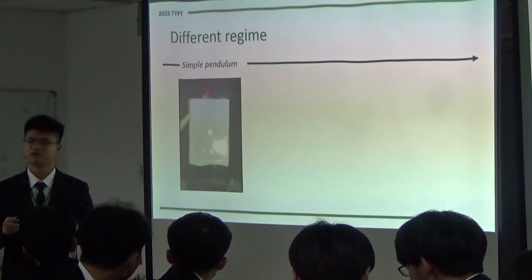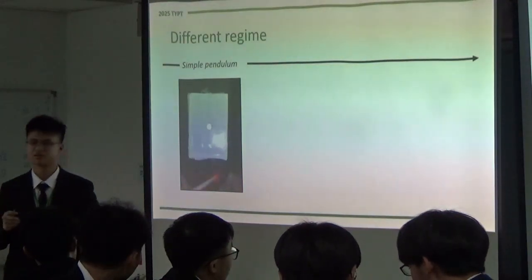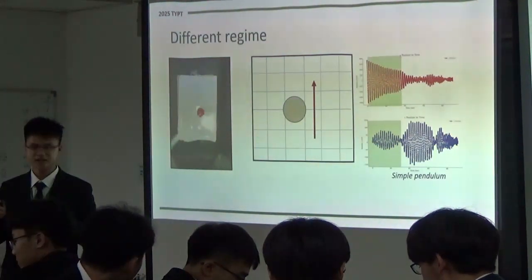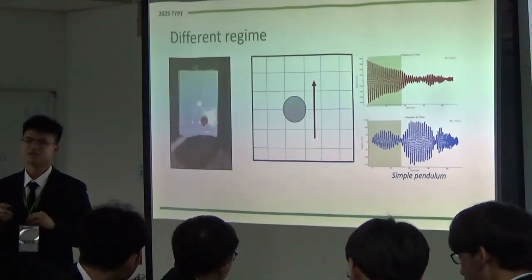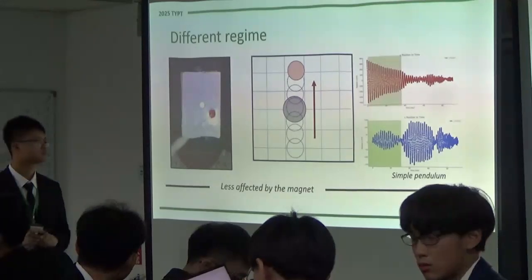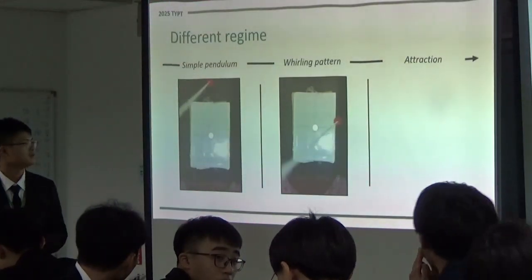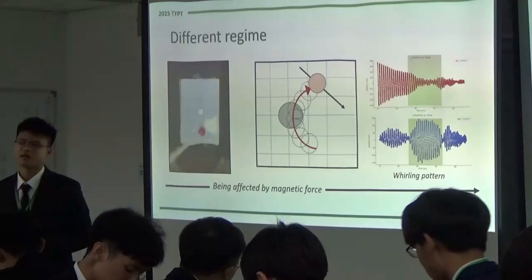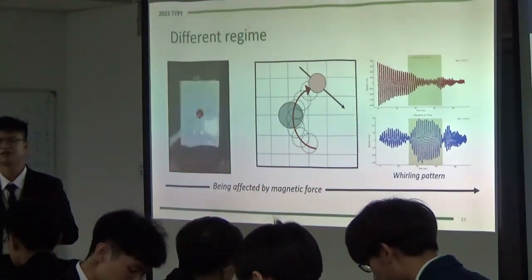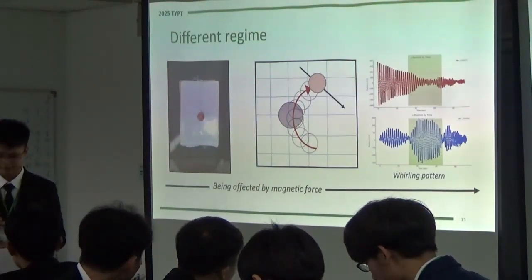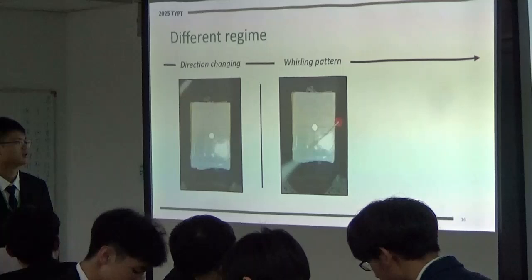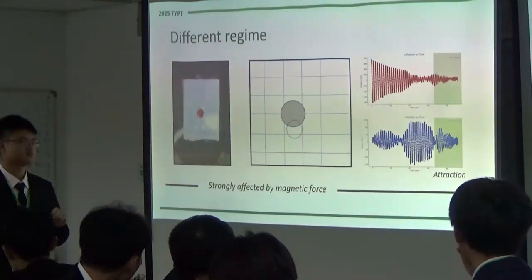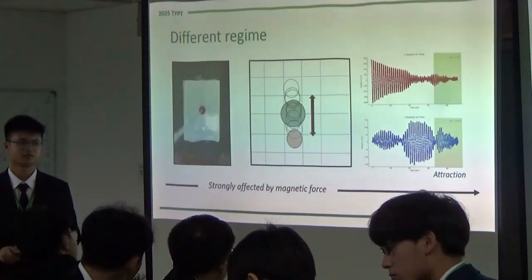And then I assume several regions in my motions. First is the simple pendulum. For it, the small pendulum is less affected by the magnets on the base because of the higher energy of the pendulum. Then there are the patterns. For patterns, the magnet on the pendulum is affected more by the magnets on the base, so it changes the direction of the motion. The last one is the attraction pattern. For the attraction, as you can see, the magnet is tightly attracted by the magnets on the base.